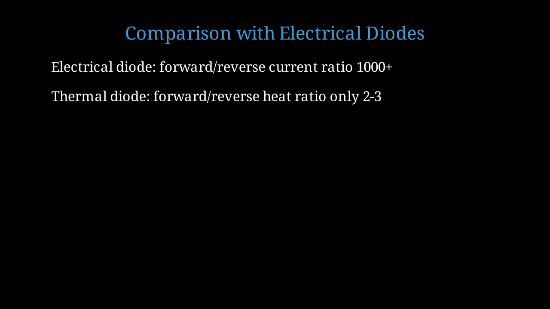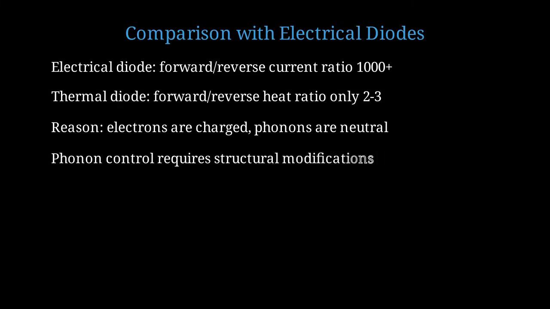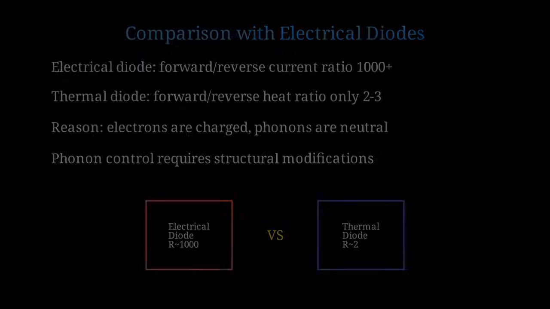Why the huge difference? The fundamental reason is that electrons are charged particles that respond to electric fields, allowing strong control. Phonons are neutral quasi-particles with no charge. We can only control phonons through structural modifications to the material itself, which provides much weaker control than applying a voltage. Here's a comparison. Electrical diodes with rectification ratios of 1,000 versus thermal diodes with ratios around 2. Both are useful, but operate on completely different principles.